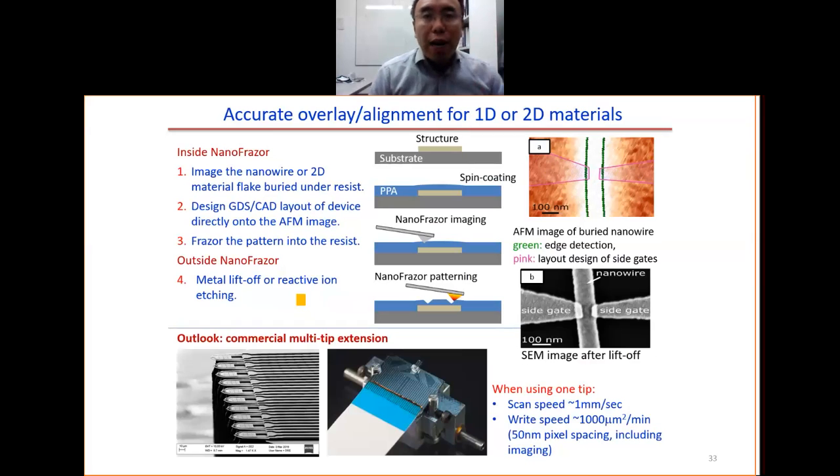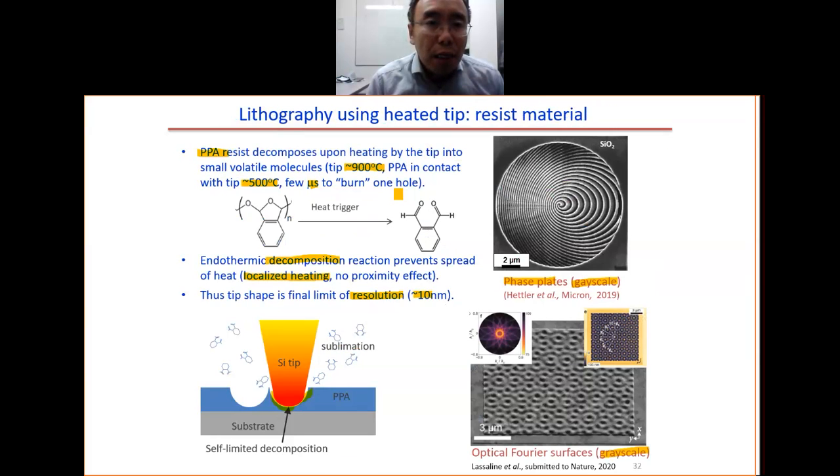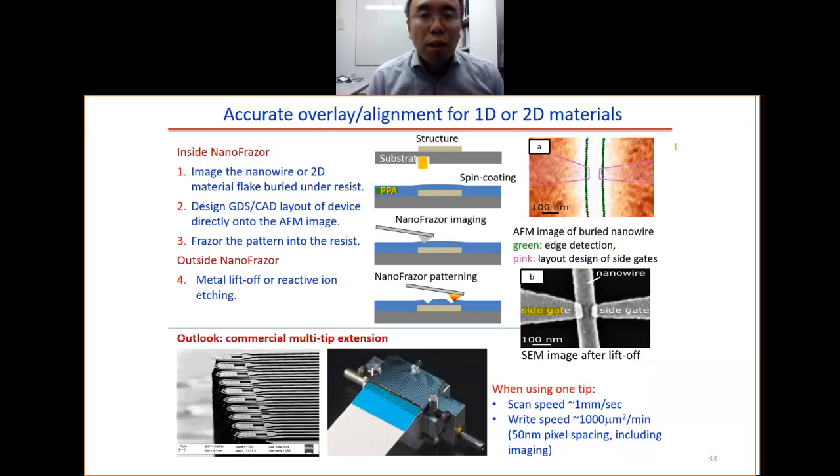So we can also do the alignment. We can also do the alignment for the 1D and 2D materials. For example, this is 1D nanowire. So you want to put a side gate. You put a side gate on the left side and on the right side. You make the transistor. You have the source, drain, and the gate. So how to do this? First, you have this nanowire. So you coat the PPA layer. You coat this PPA, this polymer, onto the nanowire.